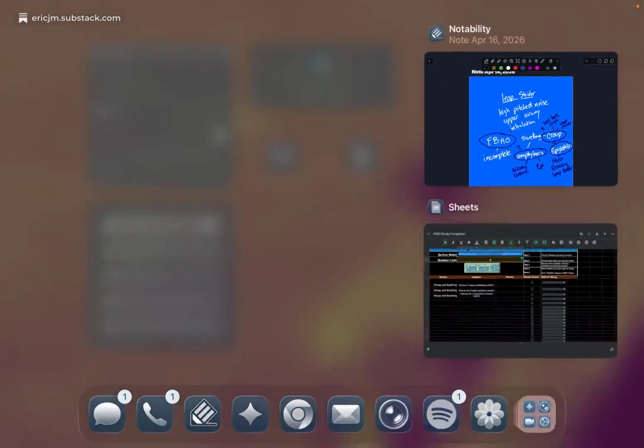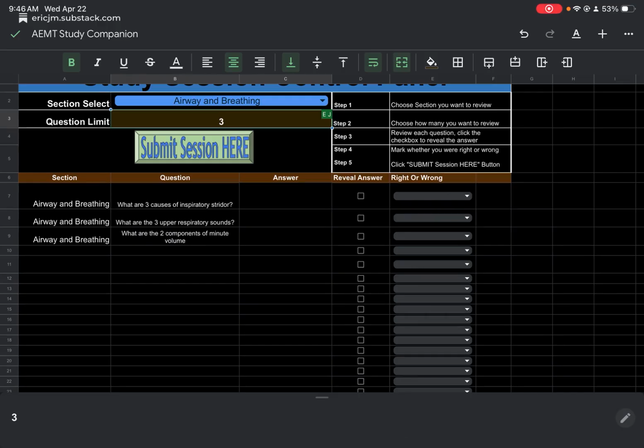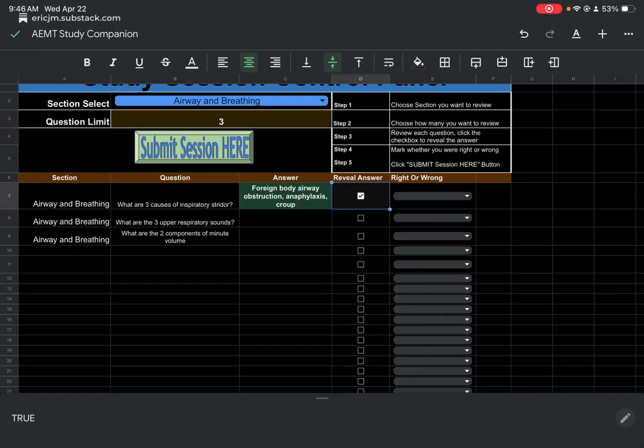Once you figure out you got all those, then you can just click reveal answer, and boom, tells you right there. Foreign body airway obstruction, anaphylaxis, croup. I didn't put epiglottitis in there, but it can happen.